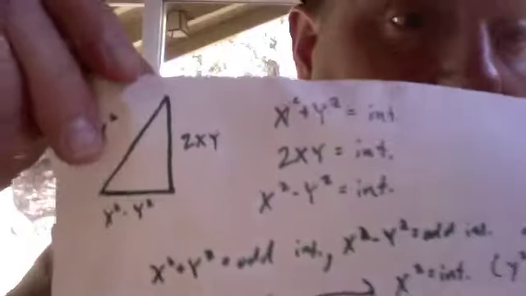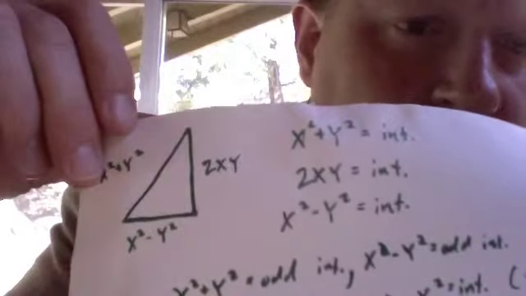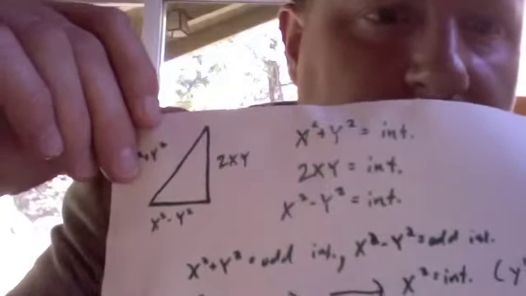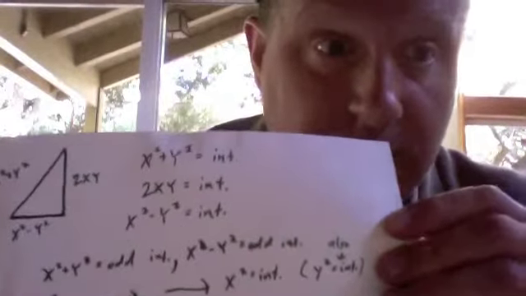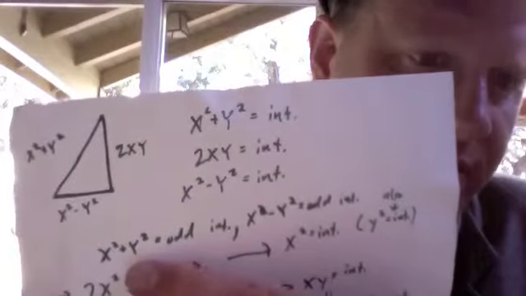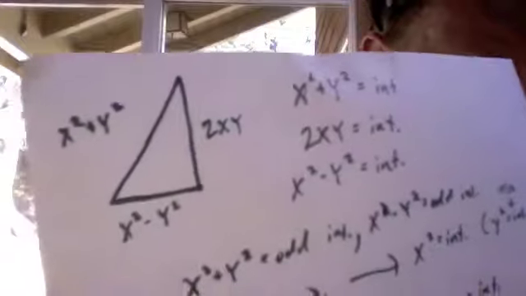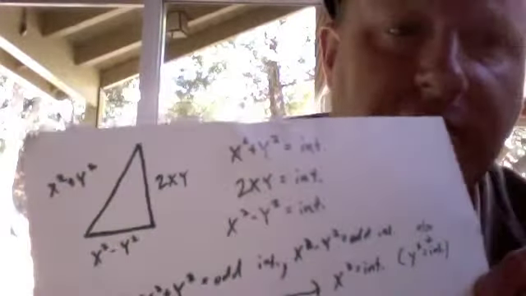Okay, so let's go along. We know that x squared plus y squared is an integer. We know that 2xy is an integer, and we know that x squared minus y squared is an integer. That we know. Now let's go into why we know that x squared plus y squared is an odd integer, that x squared minus y squared is an odd integer, and that 2xy is an even integer.